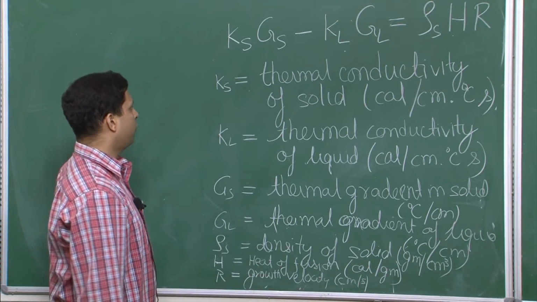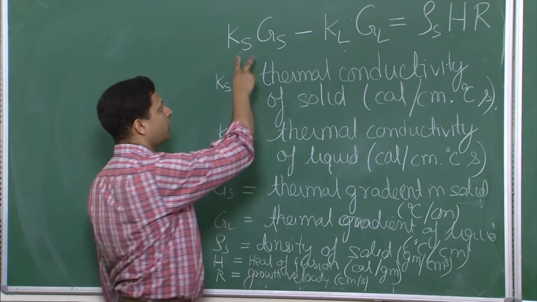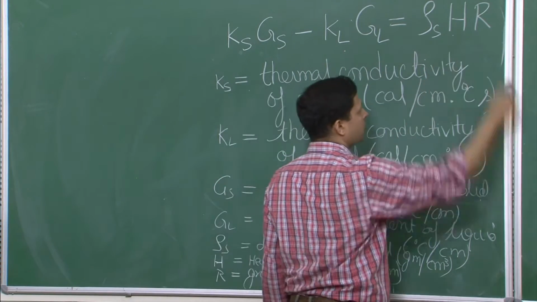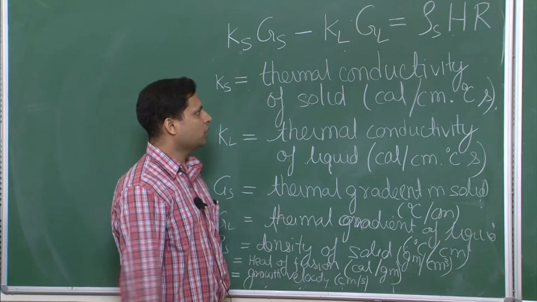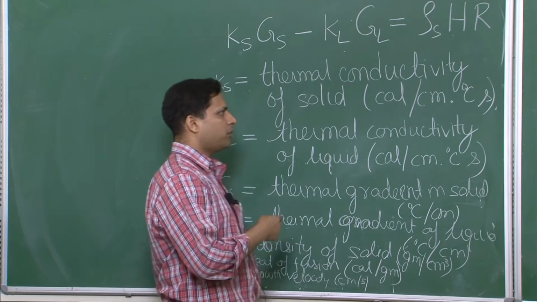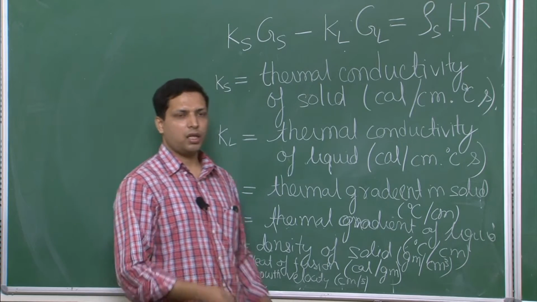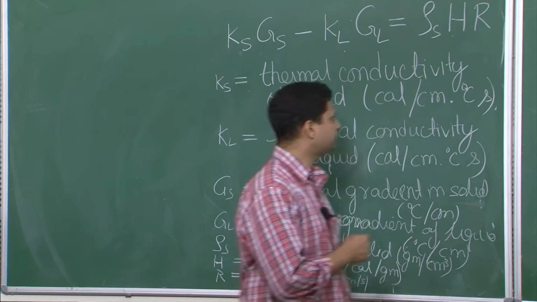You can very easily cross-check that the overall units for Ks Gs, or Kl Gl, or rho S H R would come out to be the same thing, because obviously we are talking about calorie per centimeter square per second, that is the total amount of heat flowing through the interface per unit area per unit time.